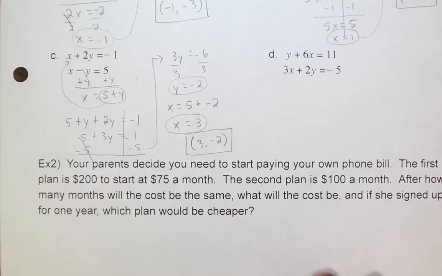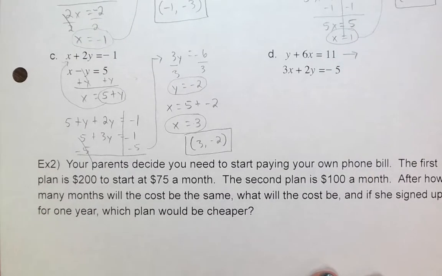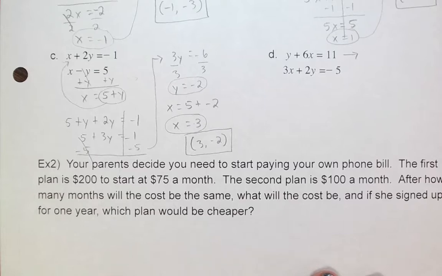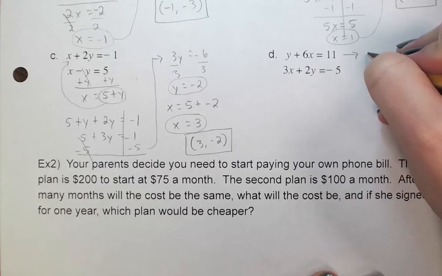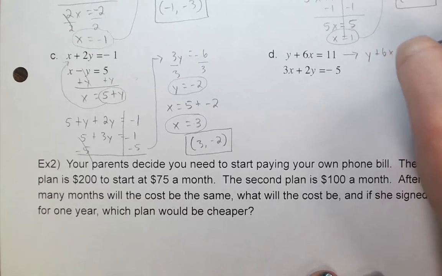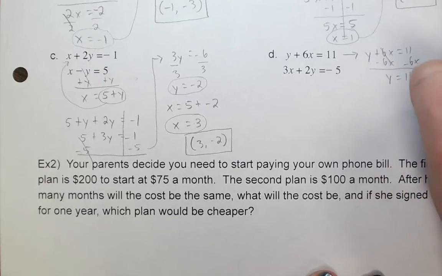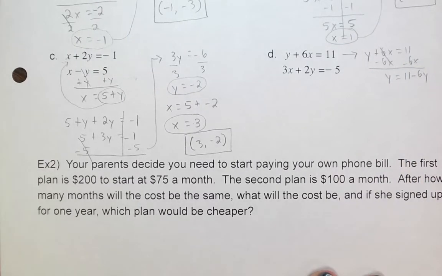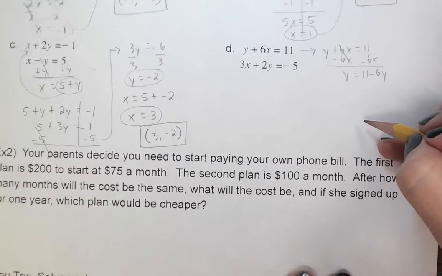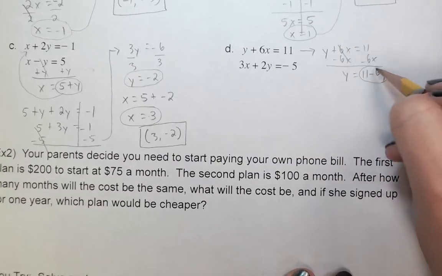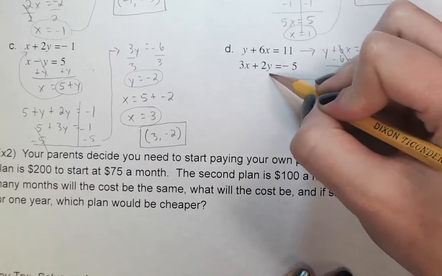All right, and part D. So this first one, I look at that equation and say, I want to put that in y equals form because that looks like the easiest thing to do. So I'm going to subtract 6x from both sides, and I end up with y equals 11 minus 6x. Now I'm going to take that and plug it in for the y in the other equation.